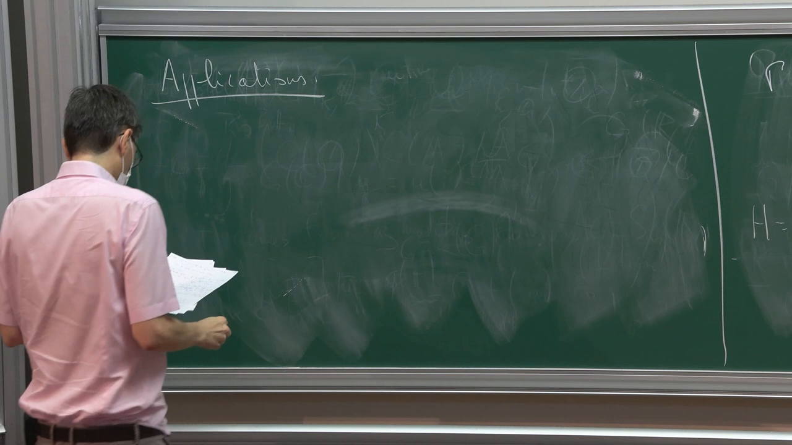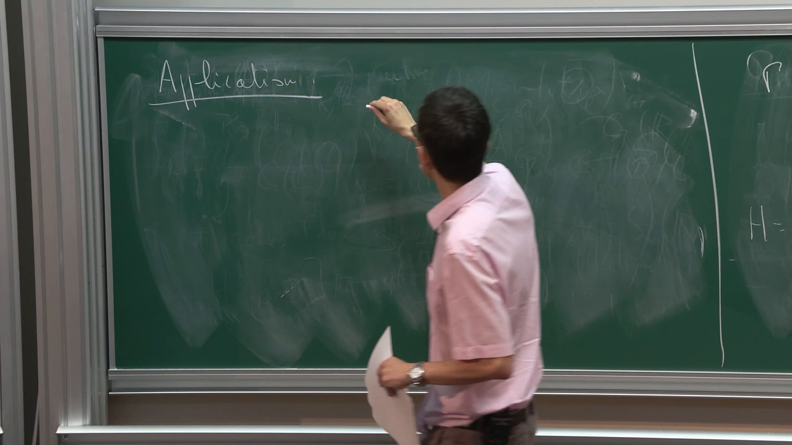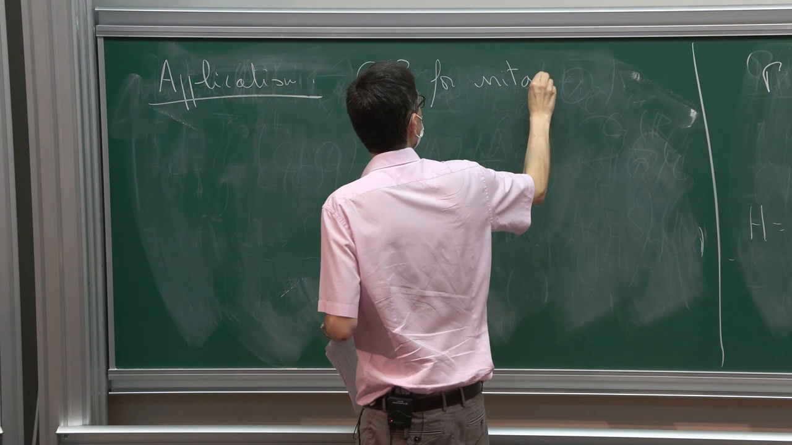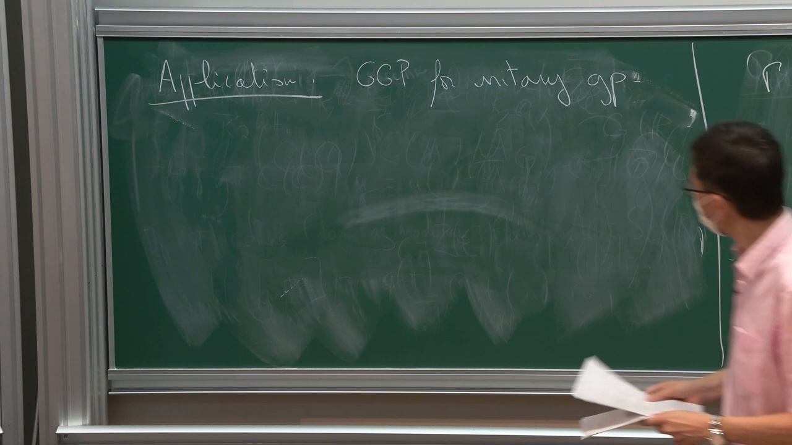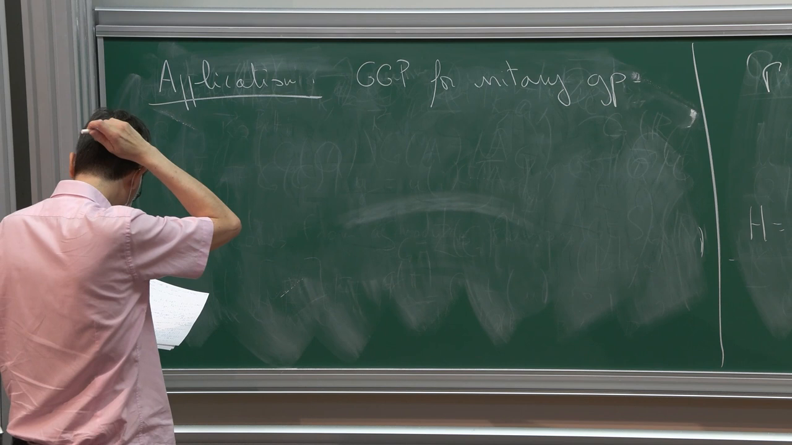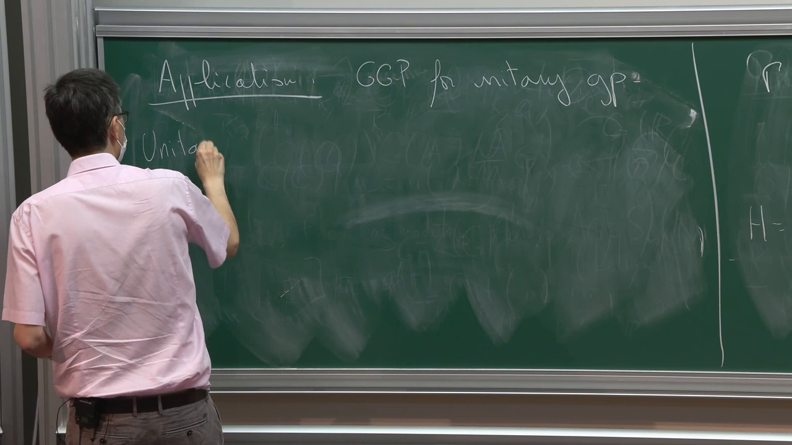So an application. The application is for the Gan-Gross-Prasad conjecture for unitary groups. And it will not use one relative trace formula, but two: one for unitary groups and one for general linear groups. So let me give the setting for unitary groups.